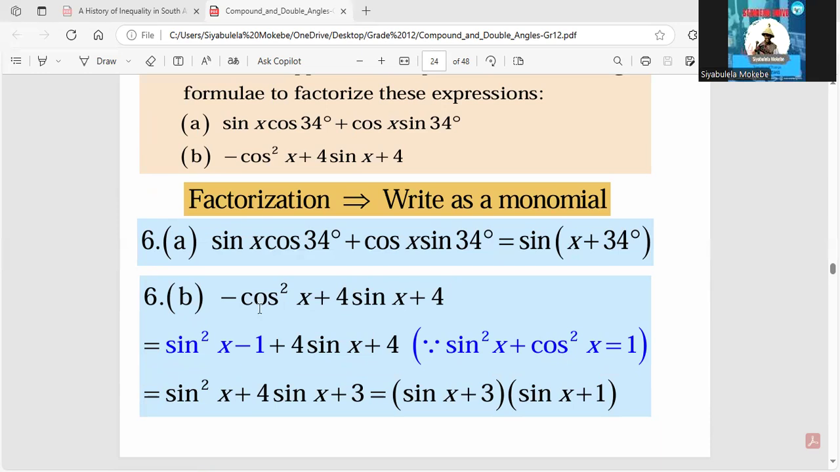So negative cos squared x is actually sine squared x minus 1, plus 4 sine x plus 4. Then from here, simplify that, it gives you sine squared x plus 4 sine x plus 3. Then this is a trinomial which we can factorize as (sine x plus 3) times (sine x plus 1).